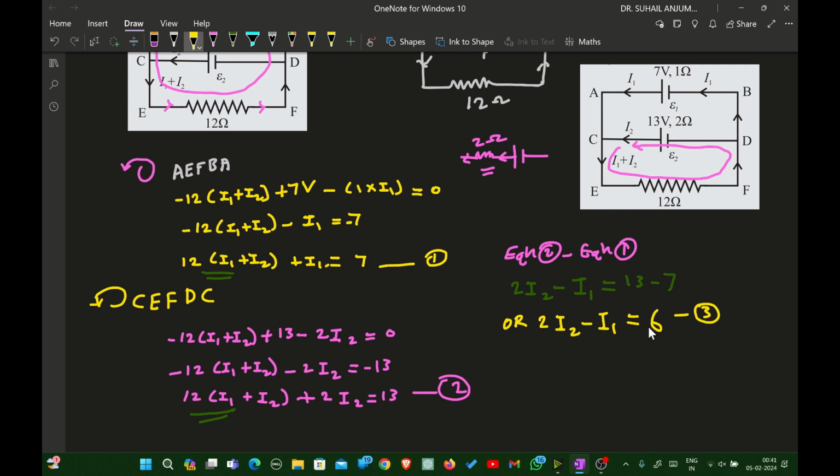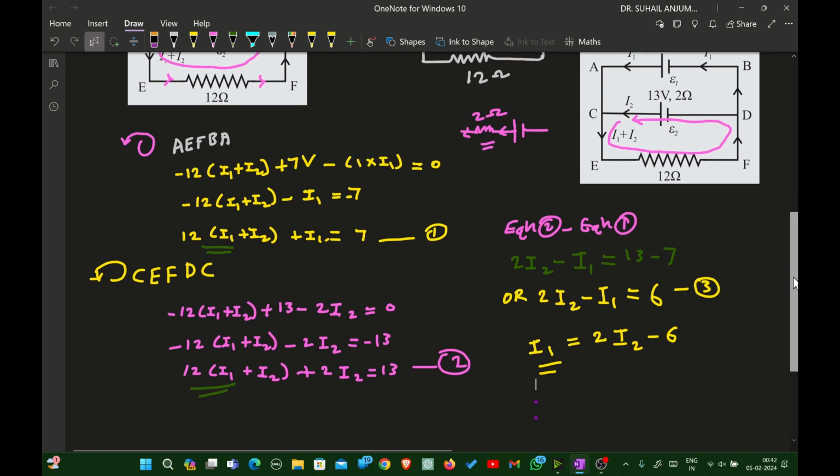Now what we will do is substitute this value of I1 from equation number 3 into equation number 2. So from equation 3, what will be the value of I1? I will take I1 on one side, and this will be equal to 2I2 minus 6. Is it right? So this will be the value of I1. From equation number 3, we will substitute the value of I1 in equation number 2.